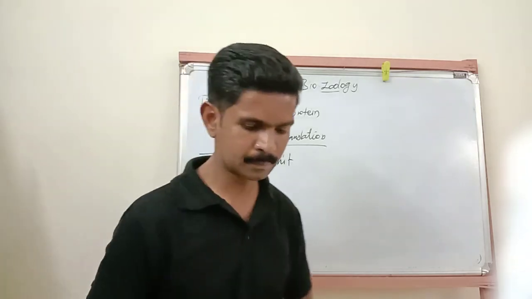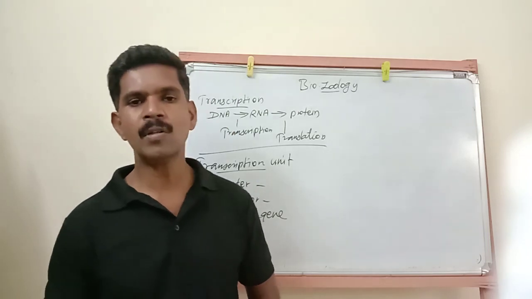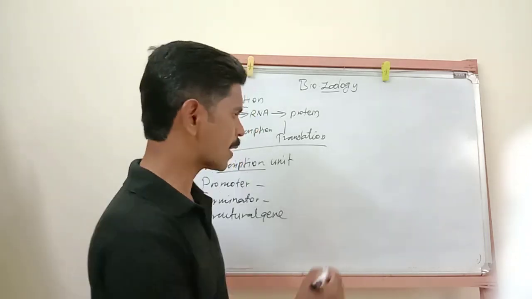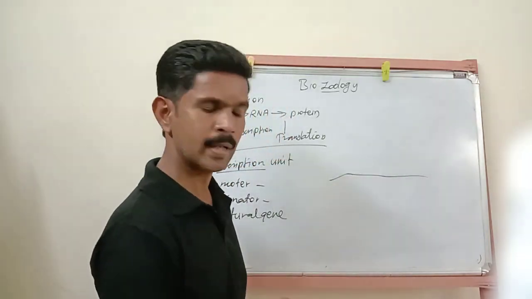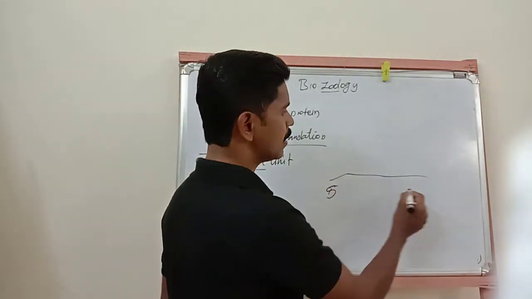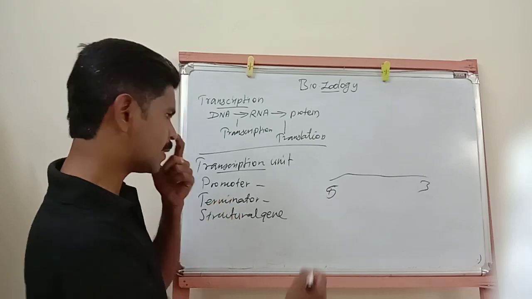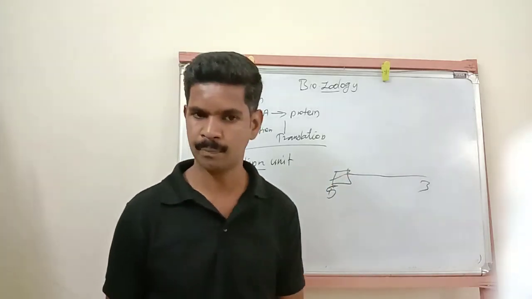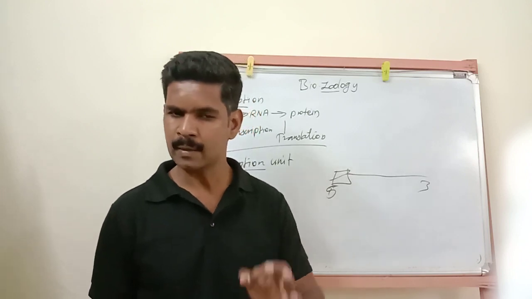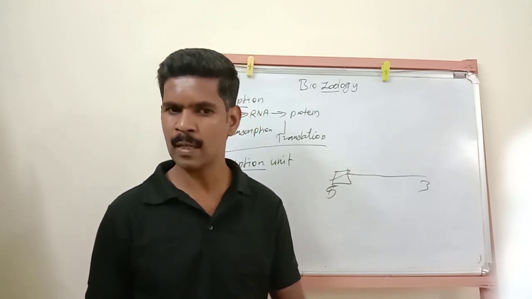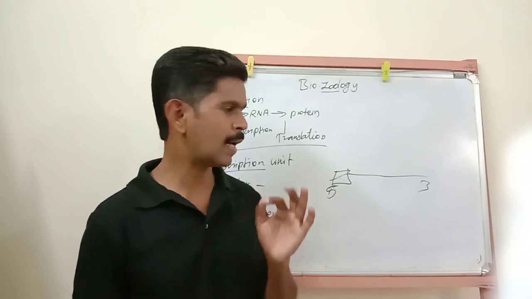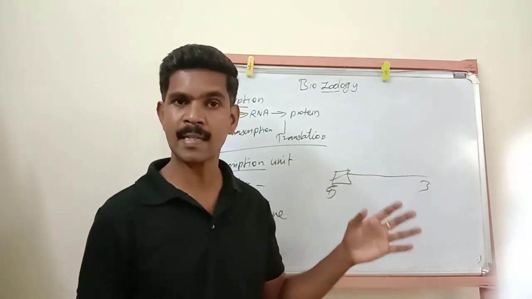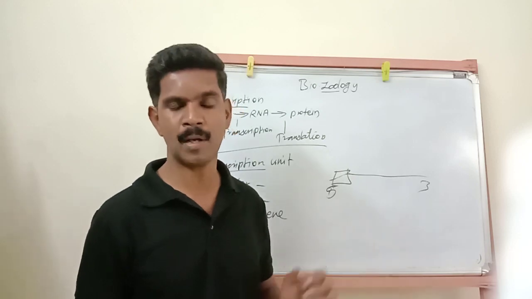Understand? Then see, the promoter region is located in the 5' end. You all know the structure of DNA. It has 2 ends. Just imagine this is the 5' end, this is the 3' end. So this promoter region is present in the 5' end of a DNA molecule. Then this promoter region is only responsible for the binding site. That means this promoter region only acts as a binding site for the RNA polymerase.